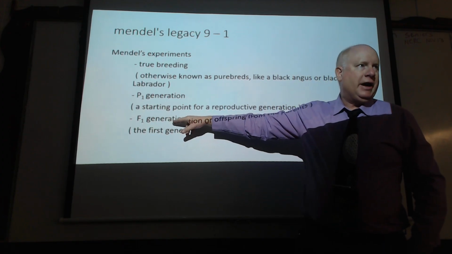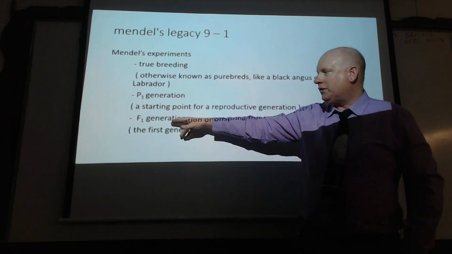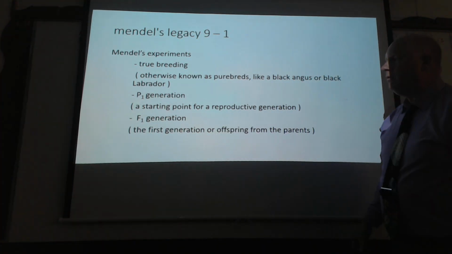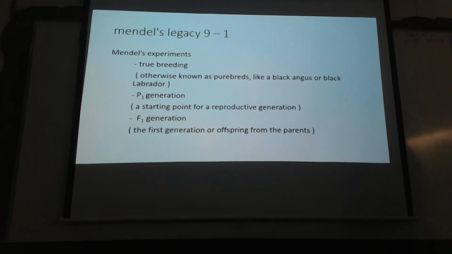F means filial. I suppose it's a Latin term, maybe. But who would the F1 generation be then? If the P generation is your grandparents, who is the first generation from there? Your parents then. So that would be the first or filial 1 generation.